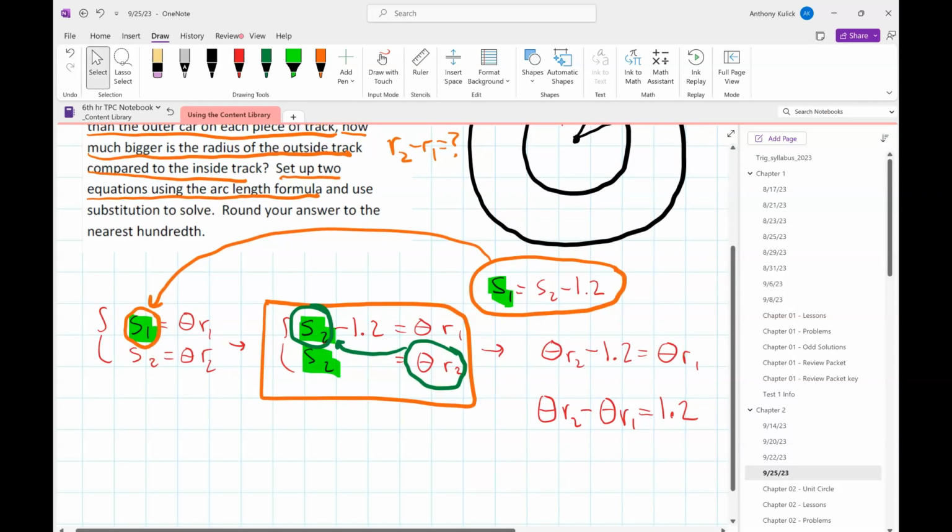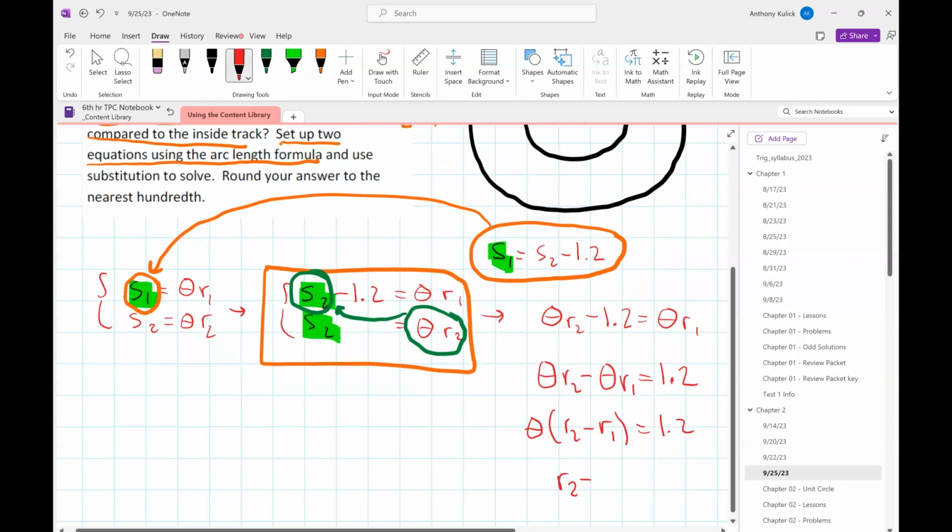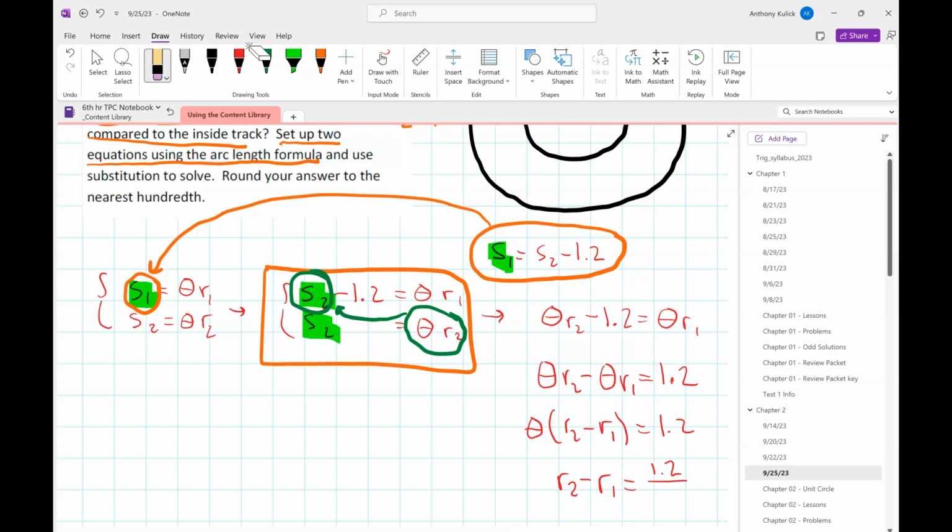And then we'll divide both sides by, or I can factor out the theta, since that's common to both terms. And then divide both sides by theta. And now all I'm left with is figuring out what theta is. Sound good? And once I have what theta is, I can plug that in and type it in my calculator and get my answer, right?